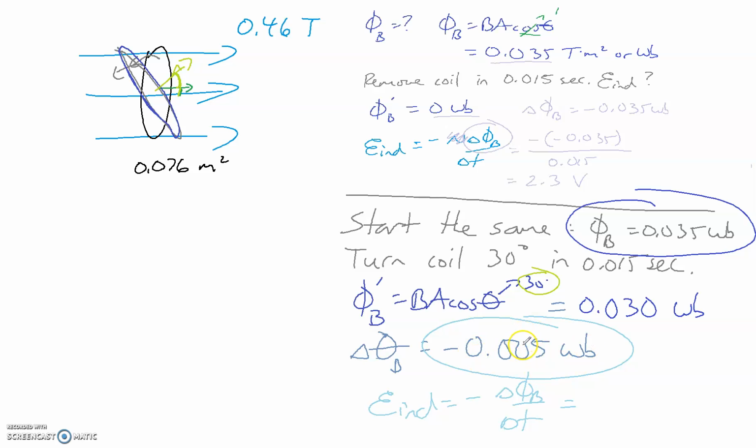There's my change in flux. I'll divide that by the exact same time that I had before, the 0.015. And I will get a voltage of around 0.3 volts. I know it's only one sig fig, but whatever for now. So 0.3 volts would be induced in that coil. Again, it's all about find one flux, find the other flux, find the difference, divide by the time, and you're good to go. So there's one example right there. Let's try something else.